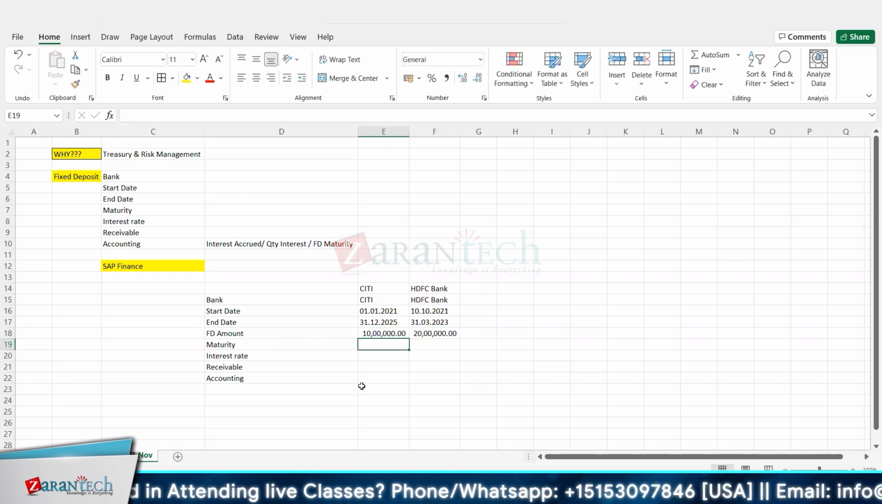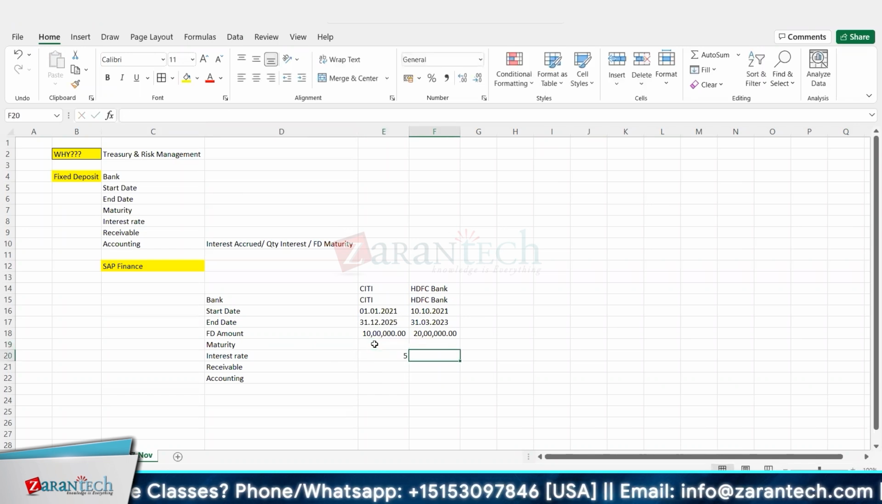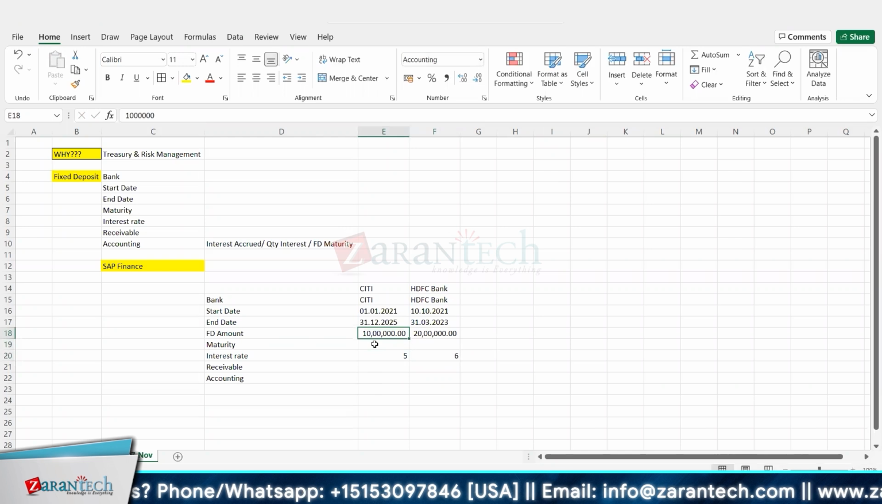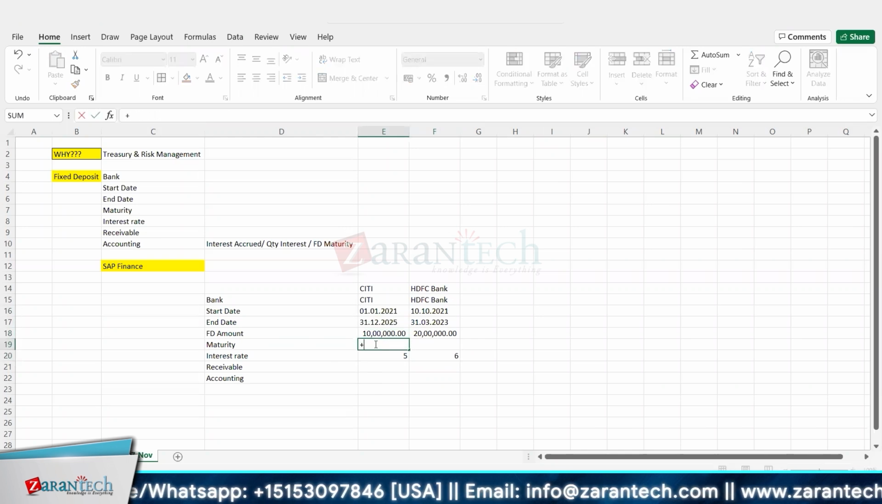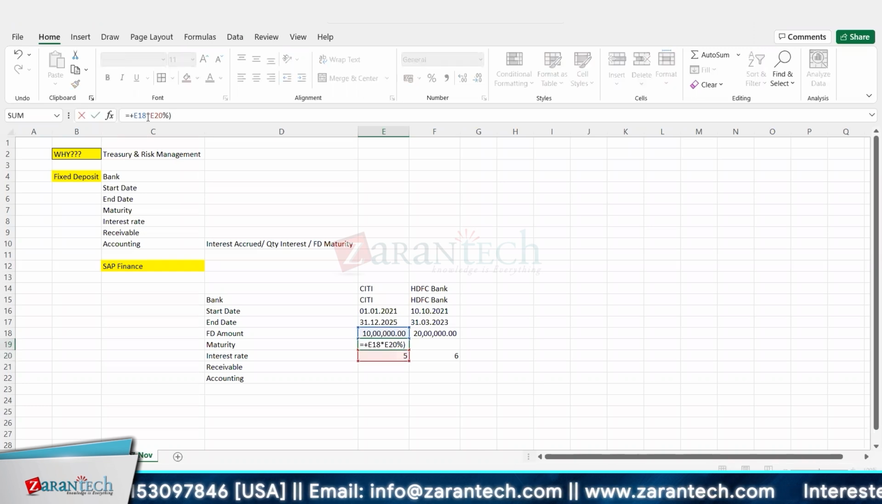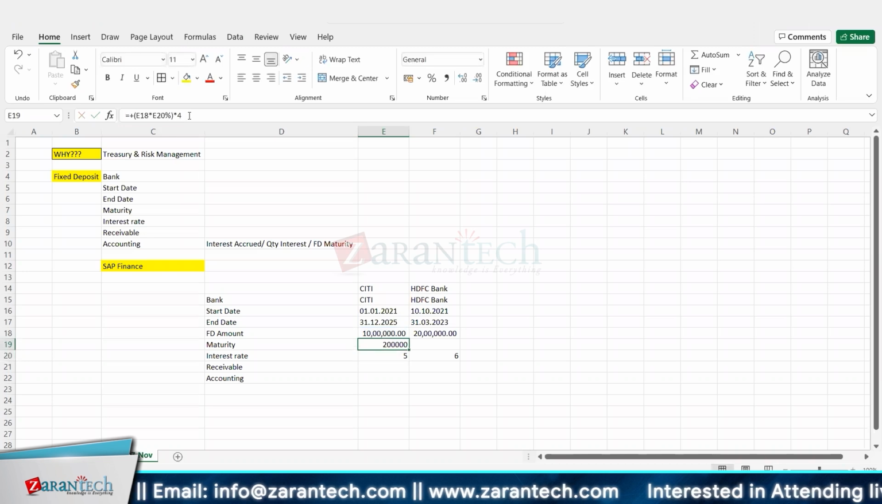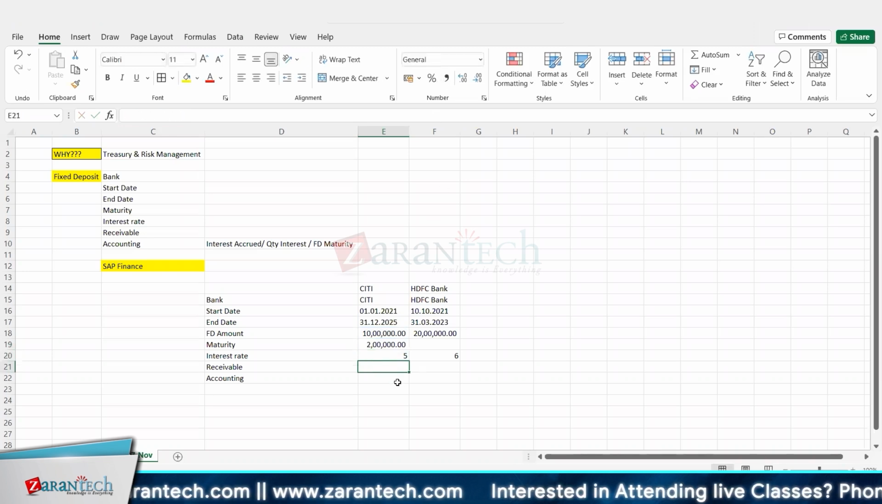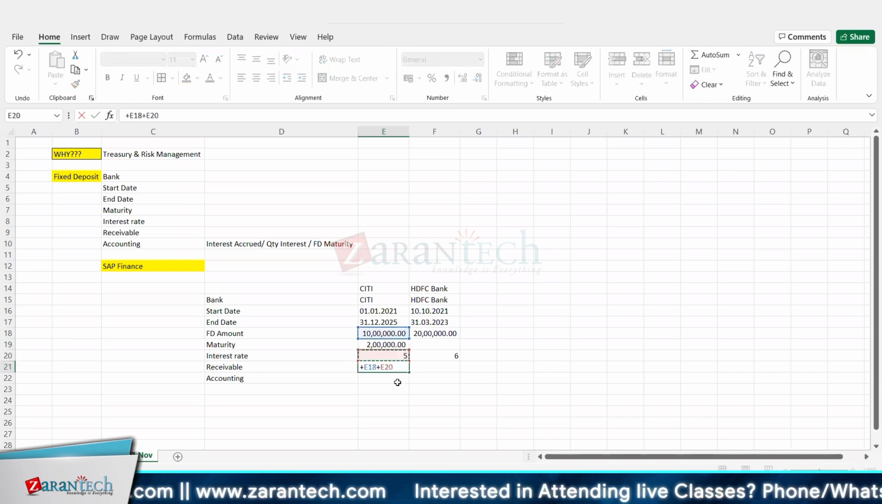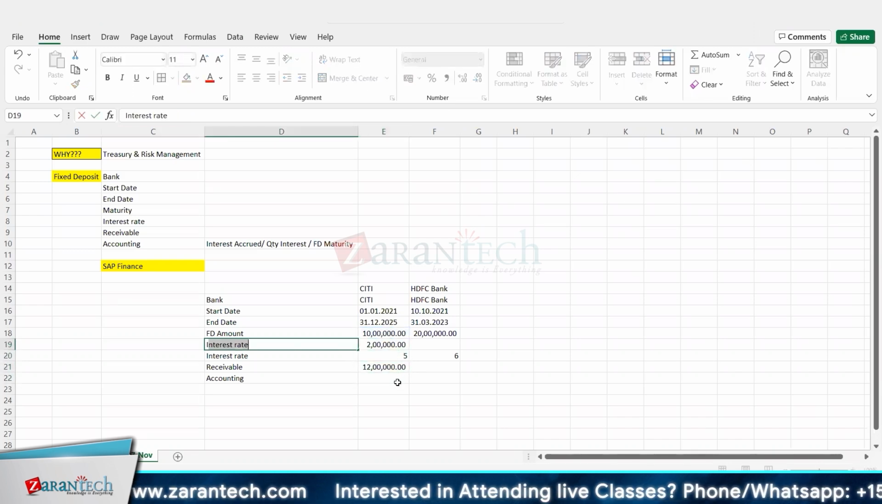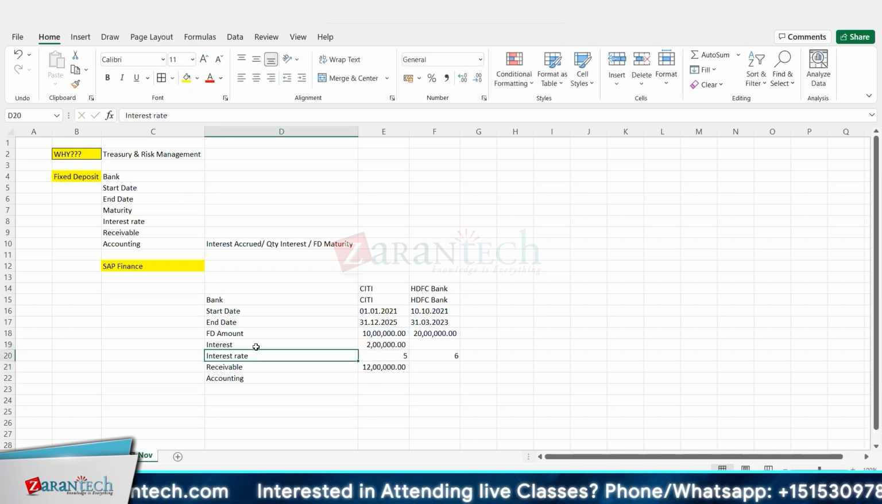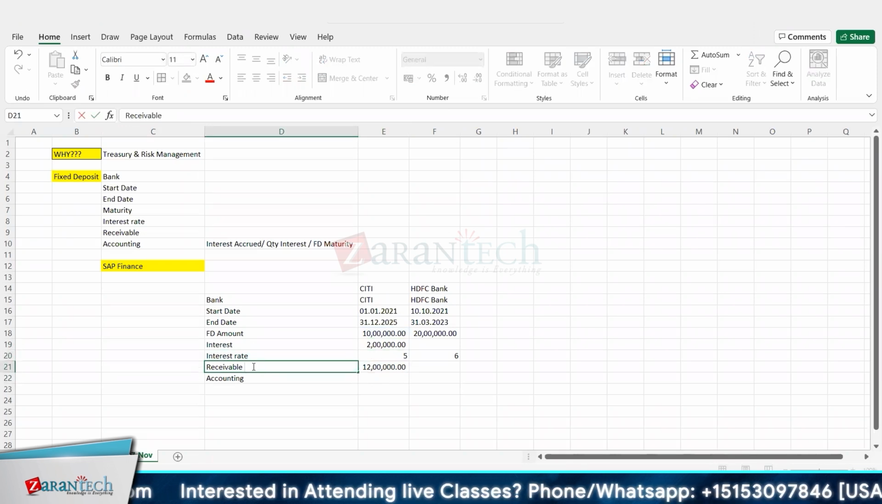And for maturity, based on the rate of interest, I'm just saying, okay, 5% and 6%, and this is for 4 years. This is not the correct amount, but for example, I'm taking this. So this is my overall interest, and here the receivables will be this is my interest and this is my maturity. Okay.